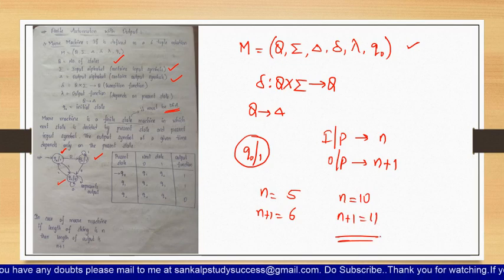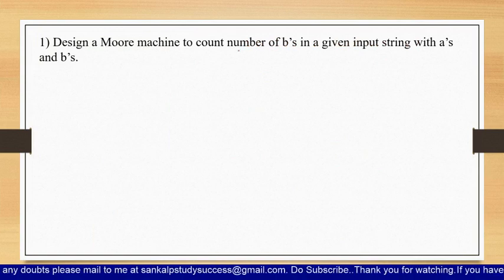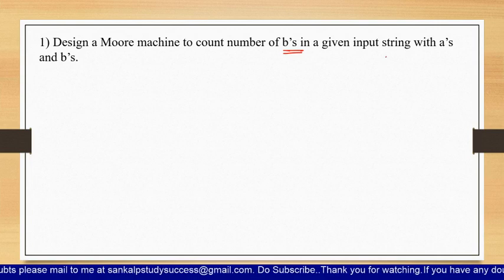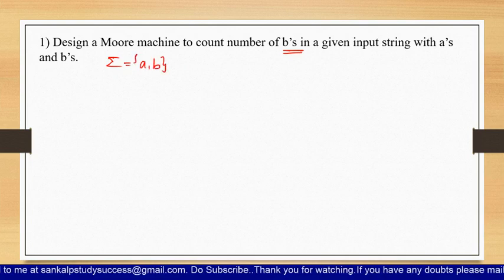So let us solve some problems related to Moore machine. Design a Moore machine to count the number of B's in a given input string with A's and B's. That means the input alphabet is equal to {A, B}, and we have to count the number of B's. How can we design this Moore machine? If there is a transition from one state to another state by applying B, let us take the output as 1. If there is a transition by applying A, we will take the output as 0, because at the end the number of ones will be equal to the count of the number of B's, since we are representing B's with ones and A's with zeros.